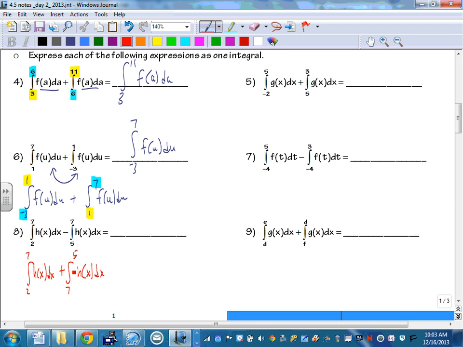Yes. Alright, so now these are split up and set up properly where the first one ends, where the second one begins. So we can take the definite integral from 2 to 5 of h of x dx.